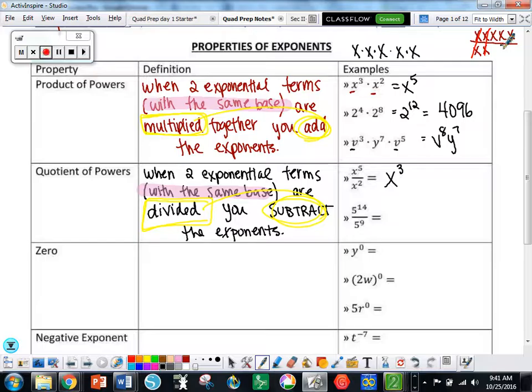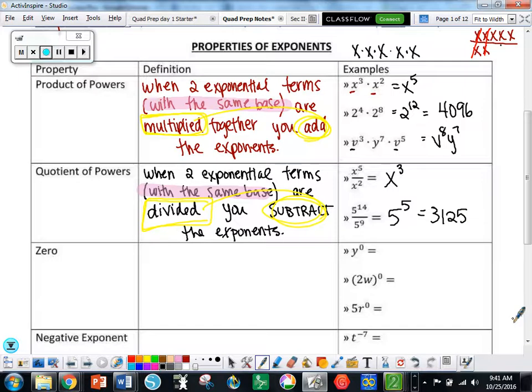What about the next one? 5 to the 14th divided by 5 to the 9th would be 5 to the 5th. Now, could you figure out what 5 to the 5th is? I don't know what it is. Somebody tell me. Okay, apparently 3,125.